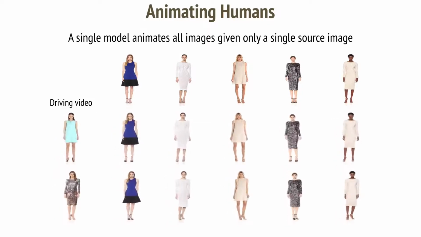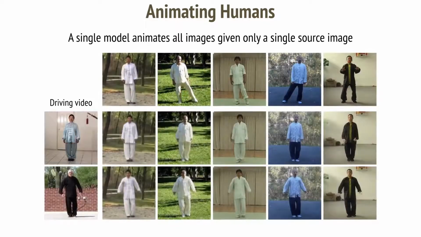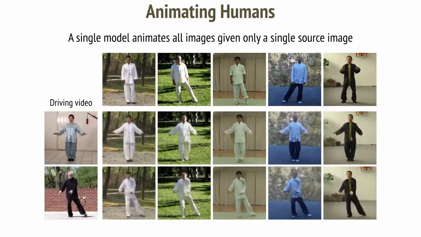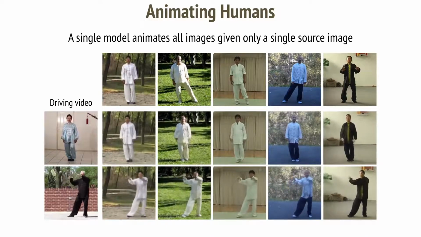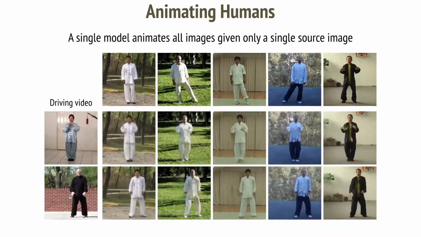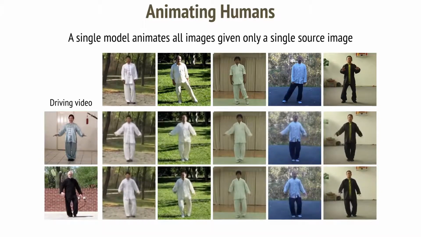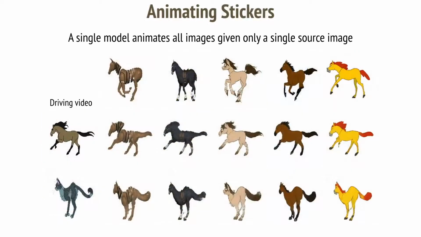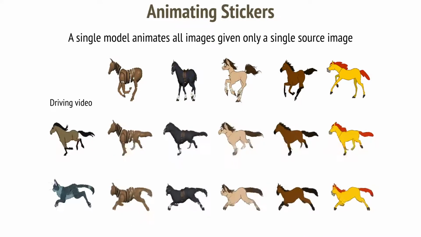To motivate further research, we created a new dataset of high-resolution Tai Chi video clips. Again, the videos on the left represent the driving videos and the images at the top are the source images. The rest is generated by our system. We collected a dataset of pixel art animation, which we call stickers, and trained our model on this set. The generated videos follow the motion patterns of the driving videos.